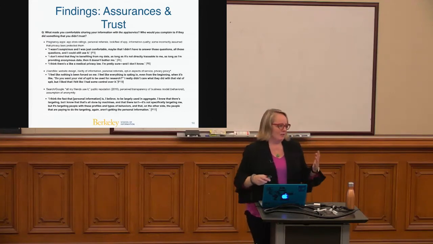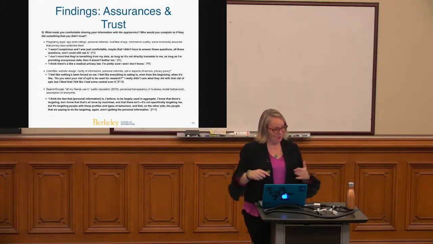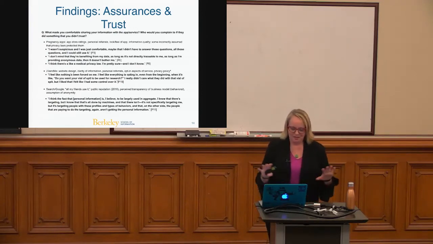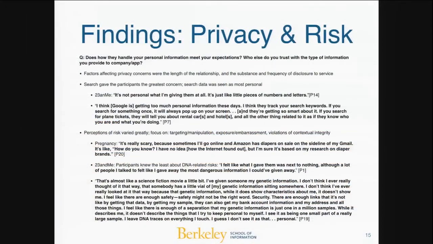Of course, I think there are good reasons to question whether that is the current business model and where the business models are going, but to the extent that that is still happening, that's how people are making sense of this. Okay, finally, privacy. So I asked people, does how they handle your personal information meet your expectations? Or who else do you trust with the type of information that you give to this company, among other questions. People voiced the greatest amount of concern with their search queries, which I will say surprised me. In part, I think, because they had the longest relationships with the search companies. But they also thought search data, and remember, I asked all 20 participants about search, and universally, people thought the content of their searches was much, much more personal than either their genetic data or whatever they disclosed to the pregnancy app providers.